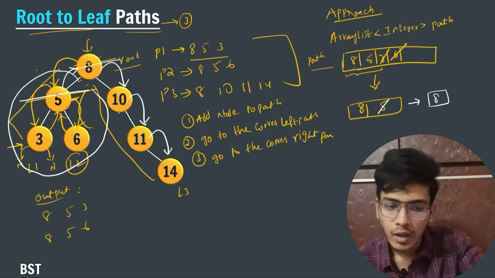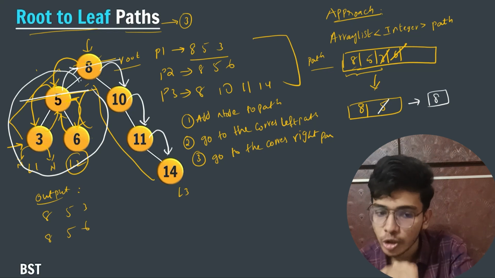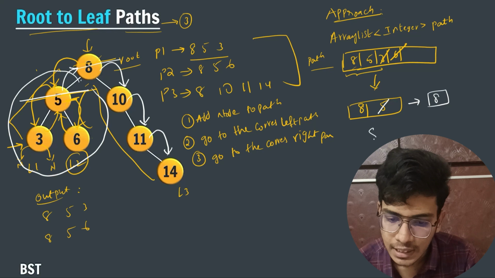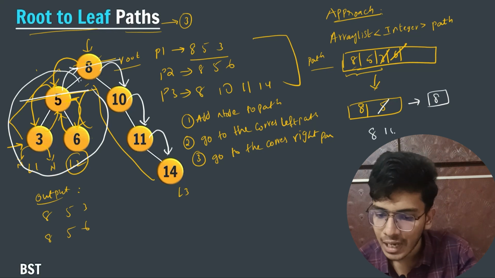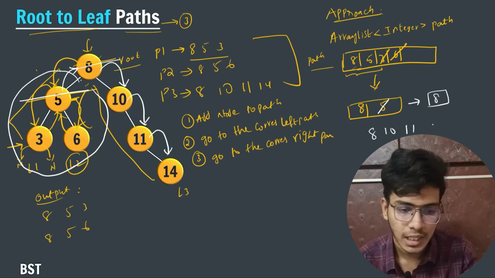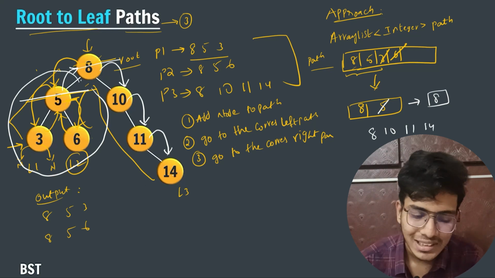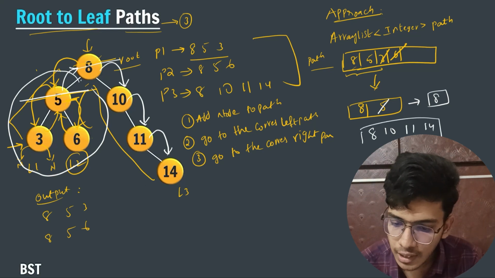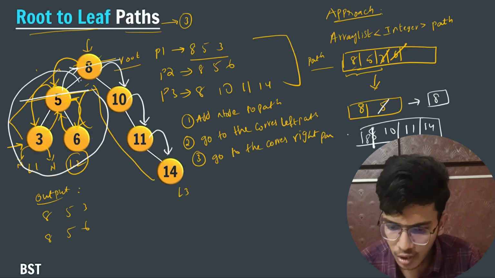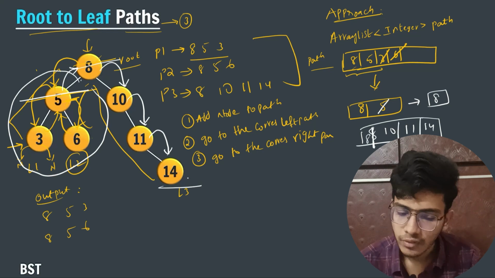As I call, I will add those elements into my array list. So I will add initially 8, right? As I call 10, I will add 10. After it, I will add 11. After it, I will add 14. Now you can see that this is my changed array list, at the level of the leaf.